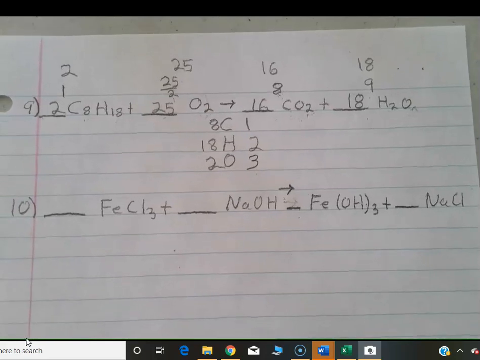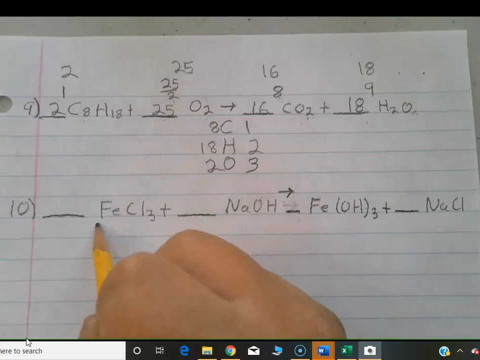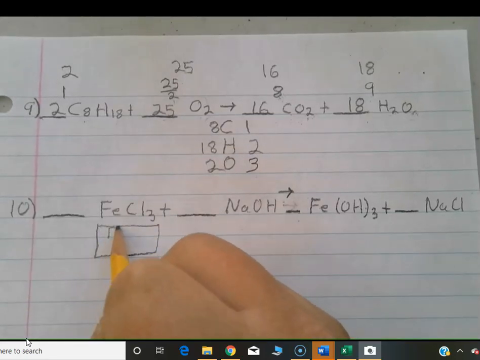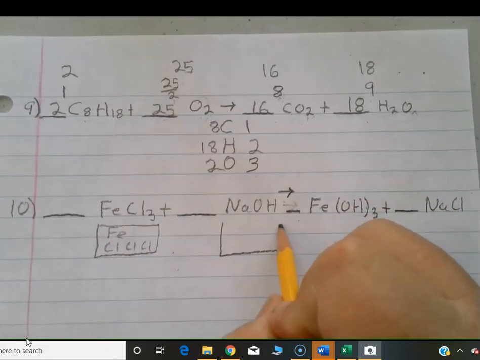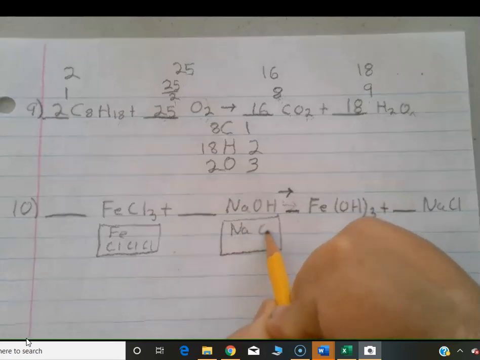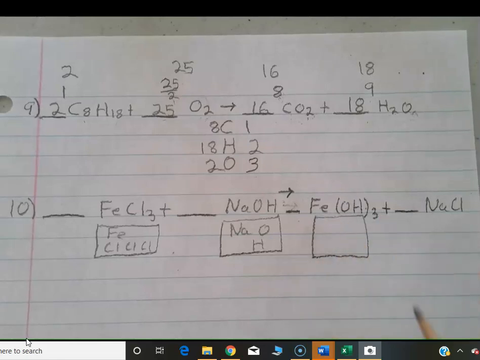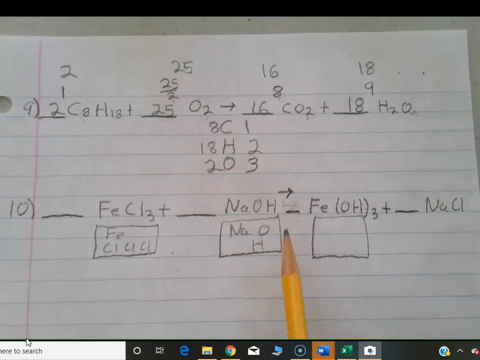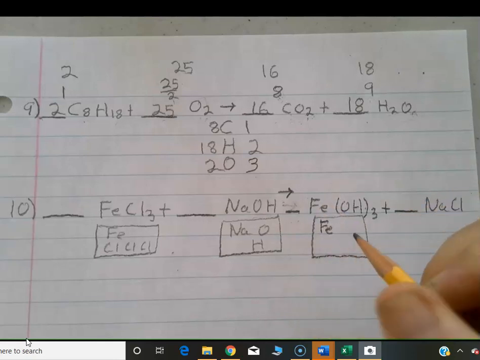Okay, let's finish this one. Use whatever method you want, but I'm going to use the box method for you here. Now here's another one where you could have treated the OH like a single element, so you have one OH here and 3 OHs there, just kept them tied together. But if you're not comfortable with that, I don't want to do that right now. Let's just treat them like we said we were going to treat them.